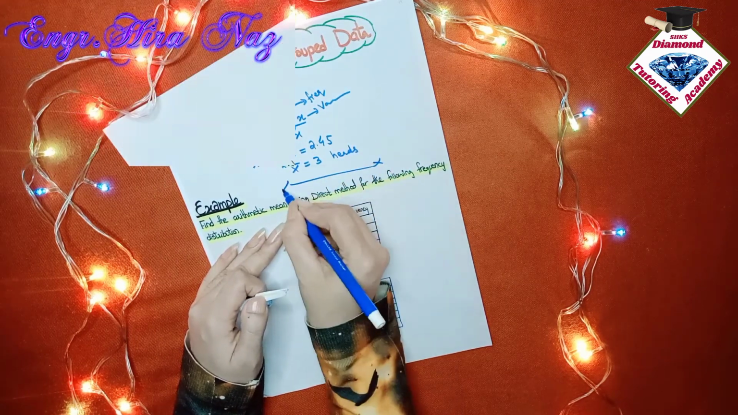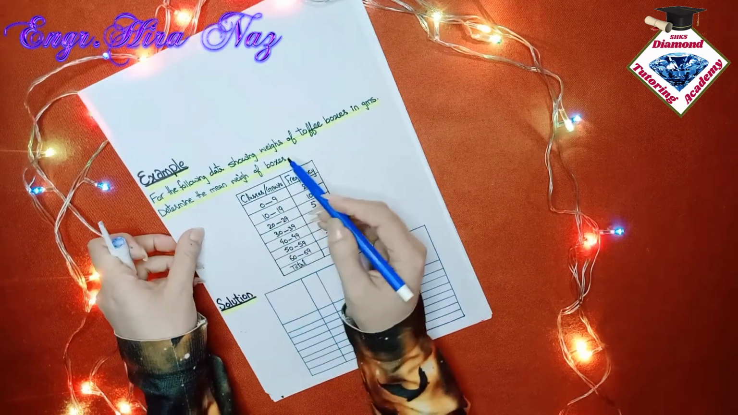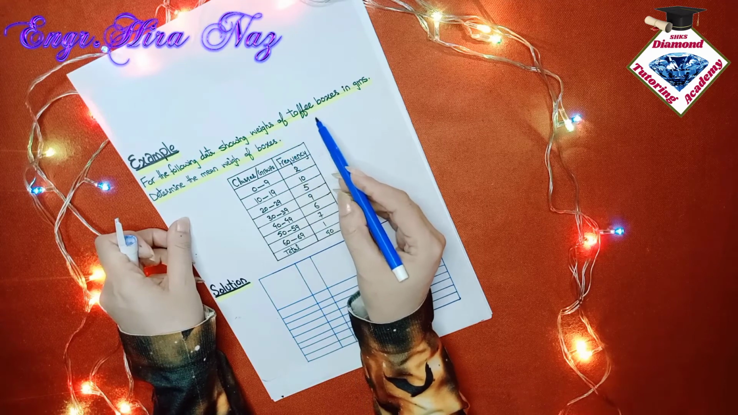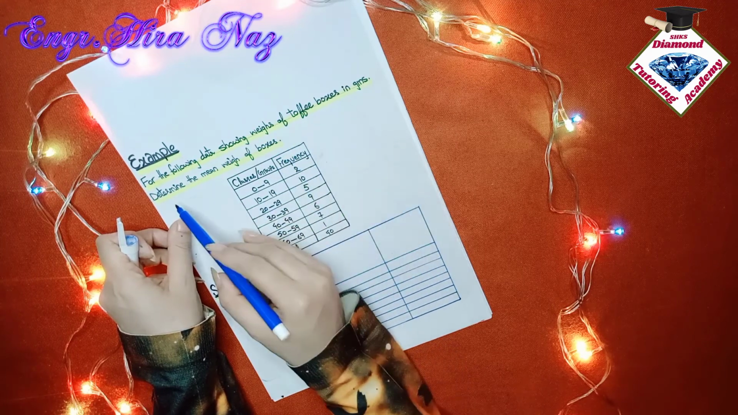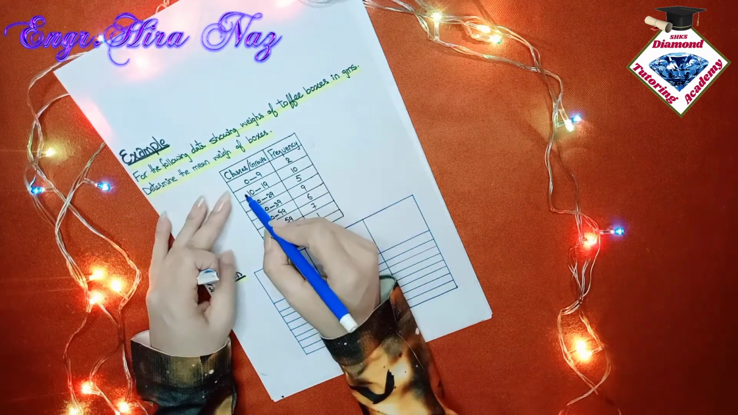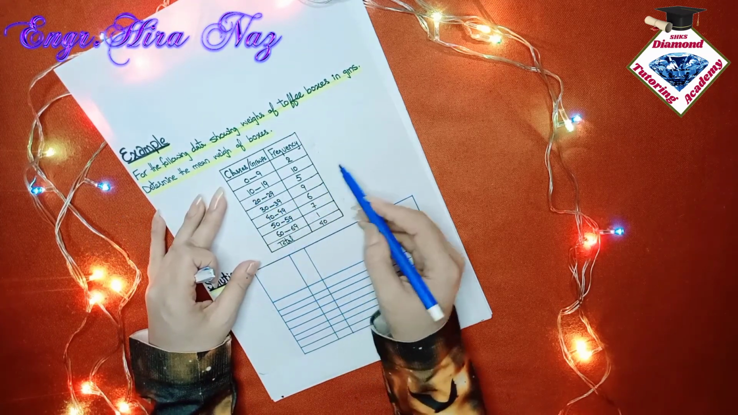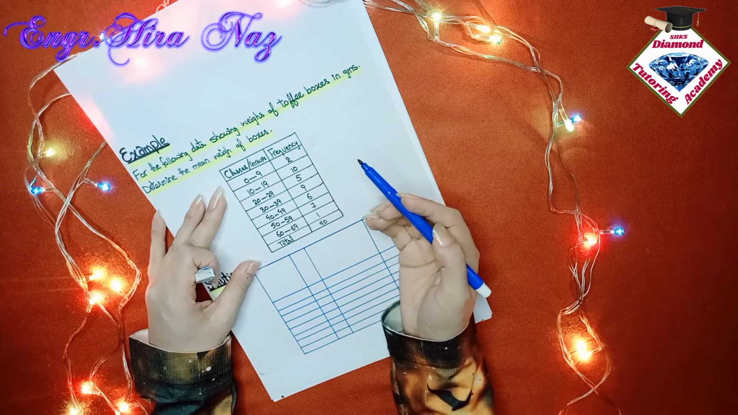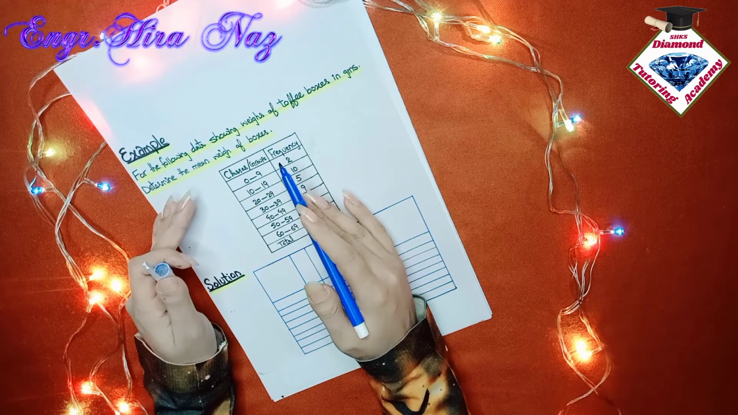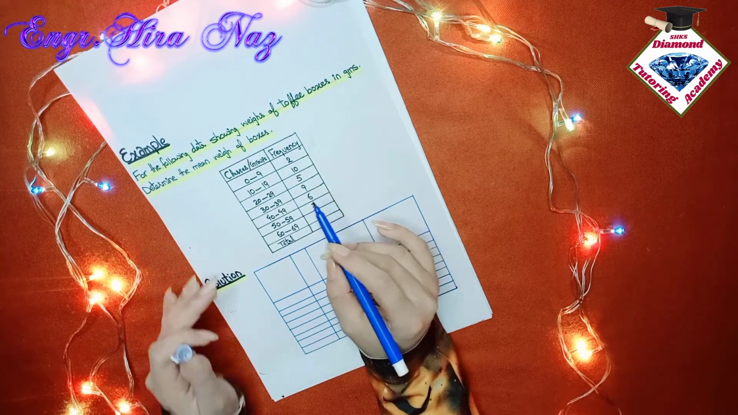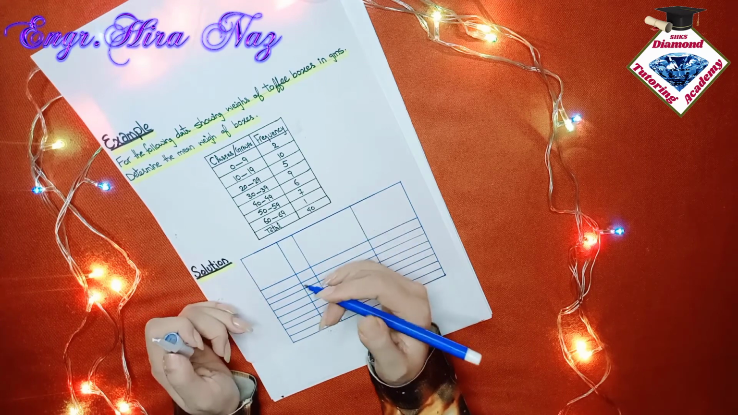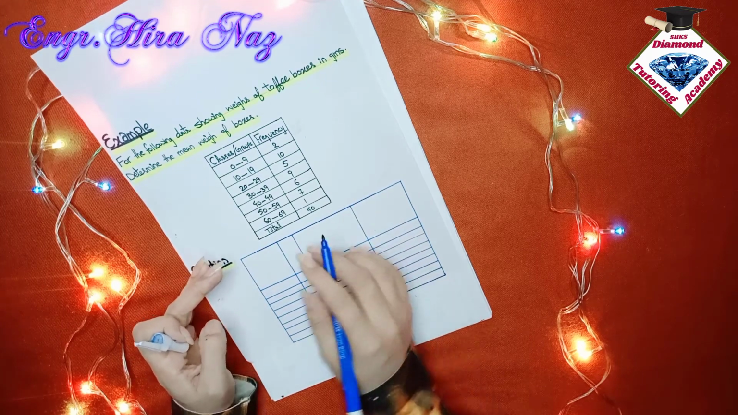Understand? Let us do one more example here which says for the following data showing weights of the toffee boxes in gms. Determine the mean weight of the boxes. So here intervals and frequency is given and we have talked about this earlier that if intervals are given then we have to find their midpoints as our variable. Understand? So let's reconstruct this table because we need some additional columns. So first two columns will remain as it is.